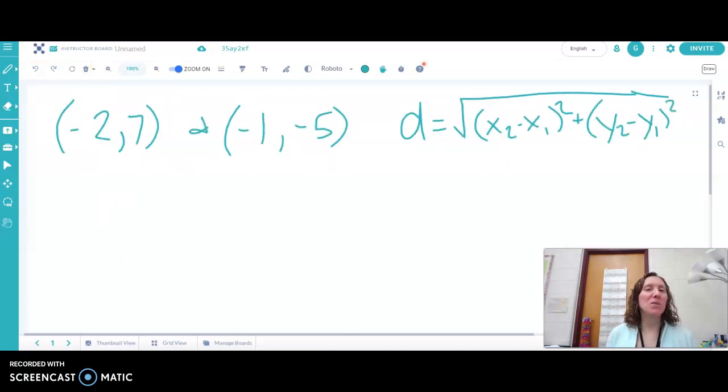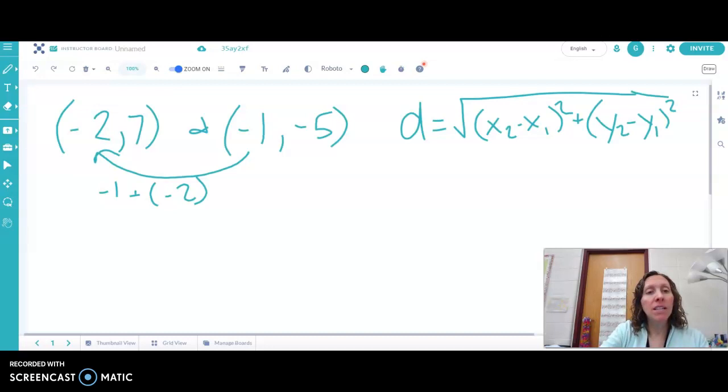All right, let's try this one that has some integers, which are some negative numbers. So if we do -1 minus -2, I'm going to write that out like this. You can change subtraction to addition and add the opposite. So it's the same as -1 plus +2, which is 1. So we're going to have 1 squared. So 1 is the distance measurement for one of the legs.